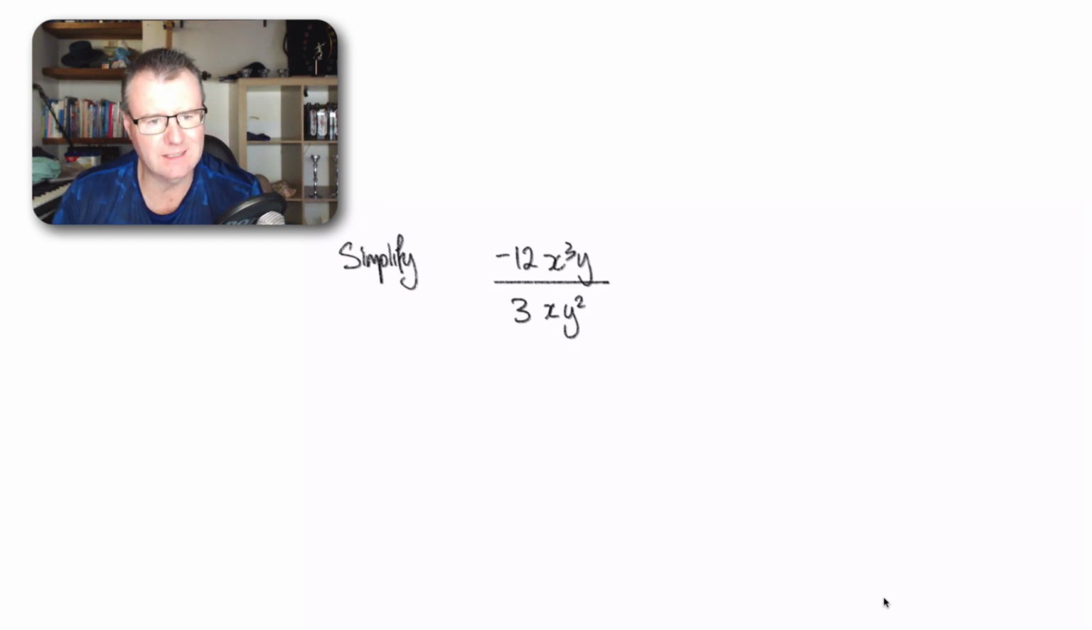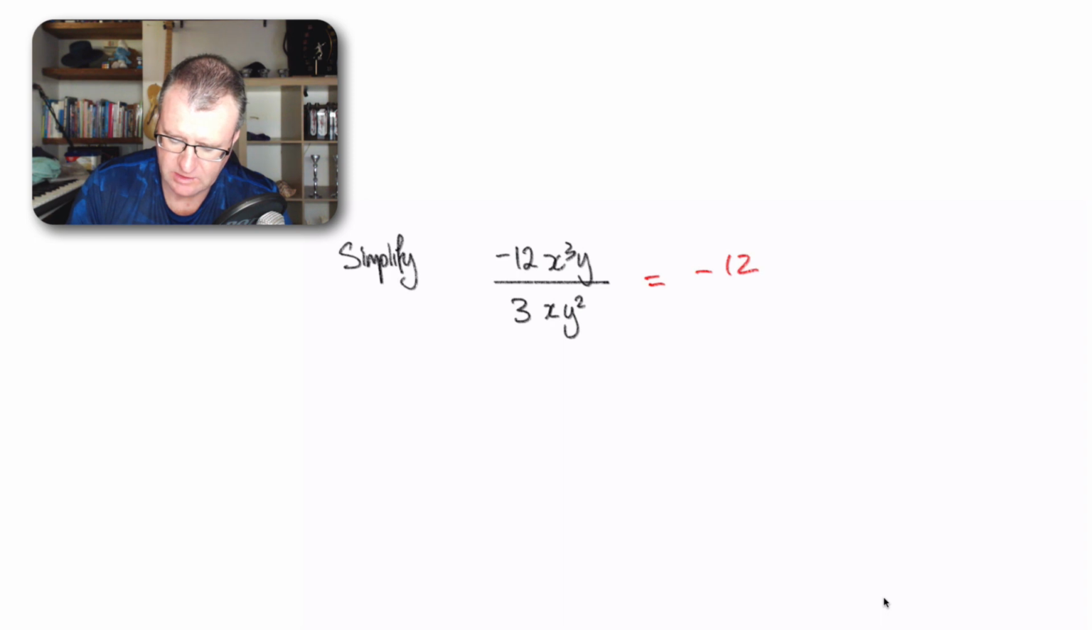Alright, in this question we're asked to simplify this expression. Now, a couple of ways you can do this. I'm probably going to suggest write it in its expanded form. So in other words, I could write that as minus 12. Now x cubed is x times x times x times y. Okay, don't put the times signs in. Over 3x. Now y squared is y times y.